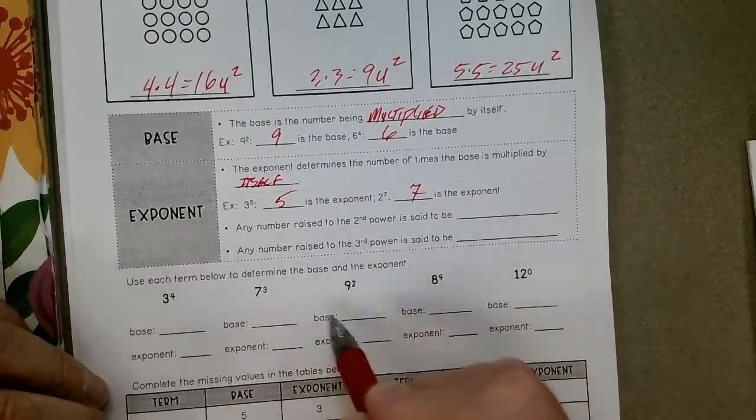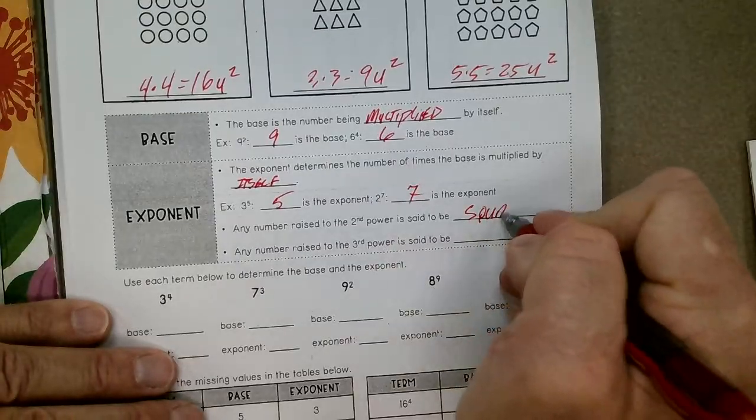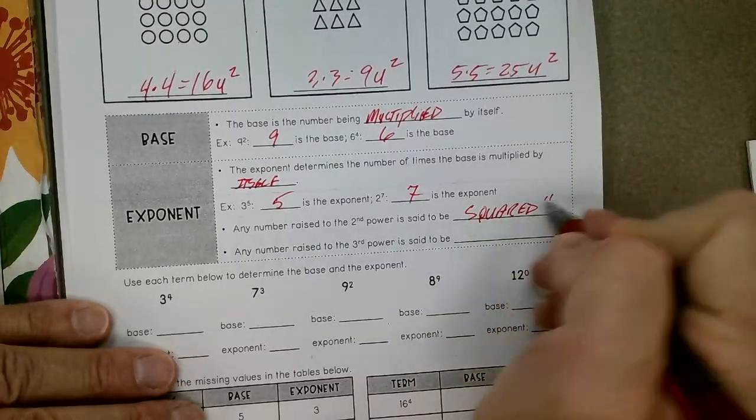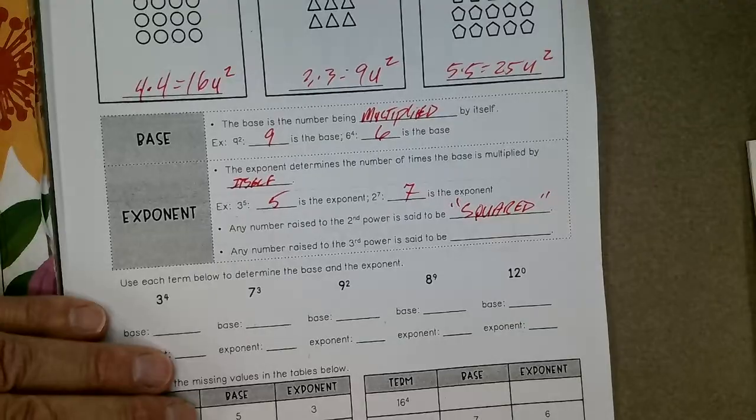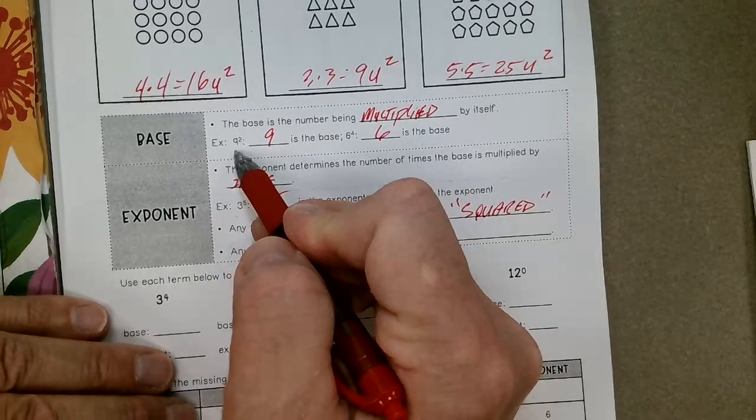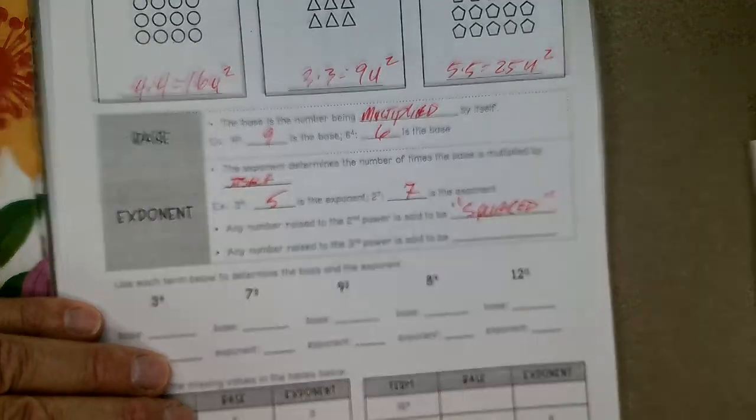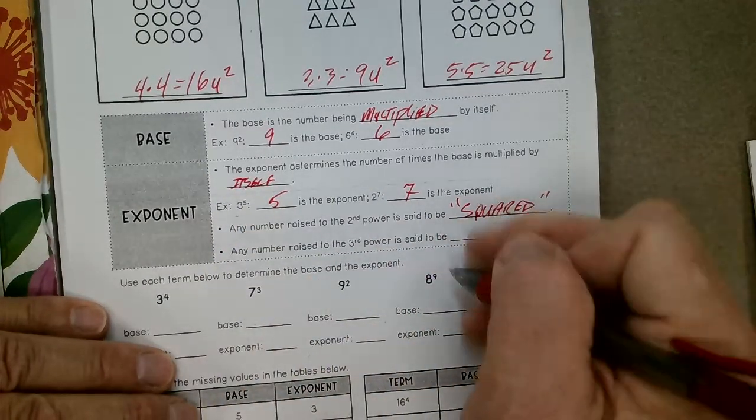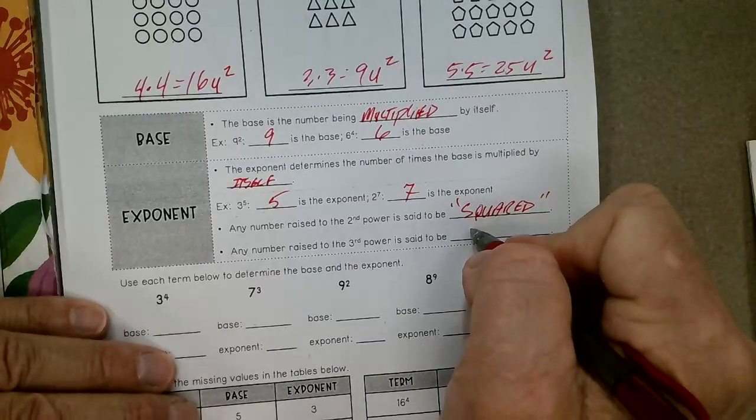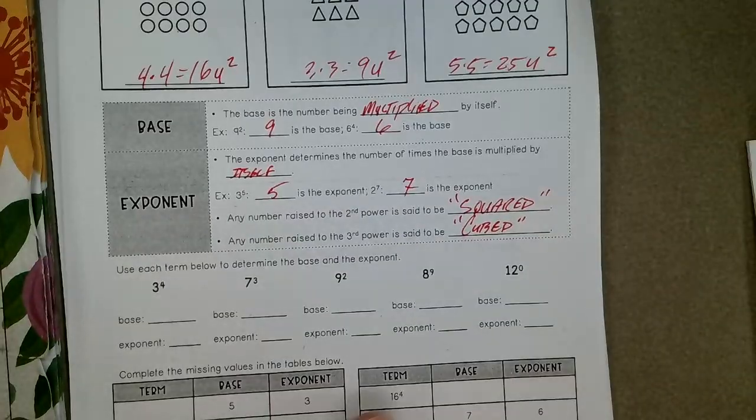Any number raised to the second power is said to be squared. Okay, squared. All right. So if we go back to this sample here, this could be read as 9 to the second power, or 9 squared. Any number raised to the third power can be cubed. All right, and we can just put that in parentheses. Okay.